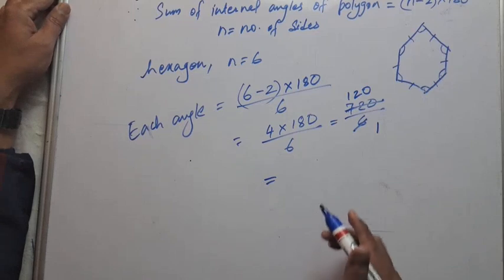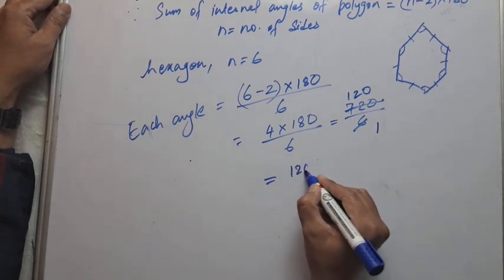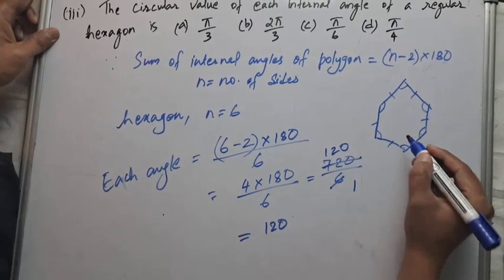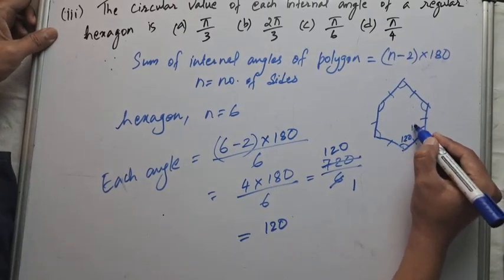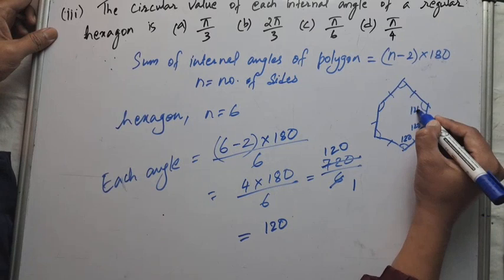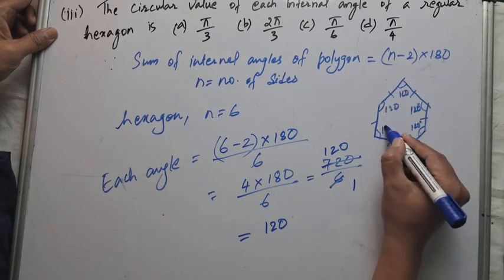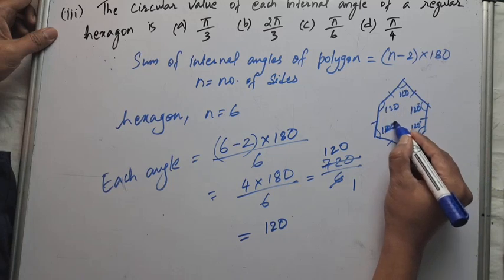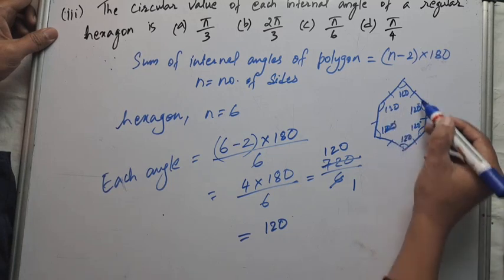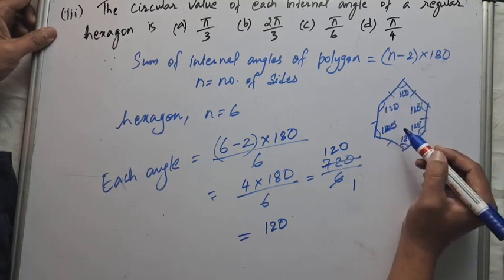each measurement of each internal angle of hexagon is 120 degree, isn't it? So this is 120 degree, this is 120 degree, this is 120 degree, this is 120, this is 120 and this is also 120. All the angles are equal to each other, okay. 120 into 6 will give us 720 degree.